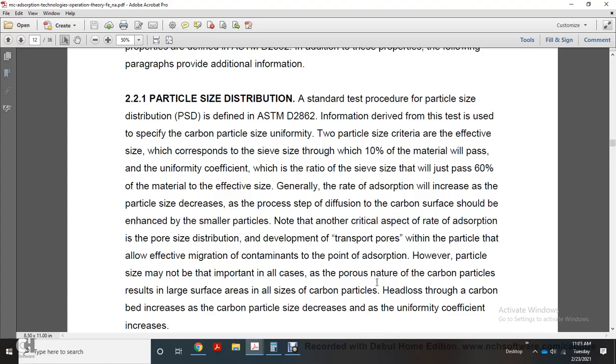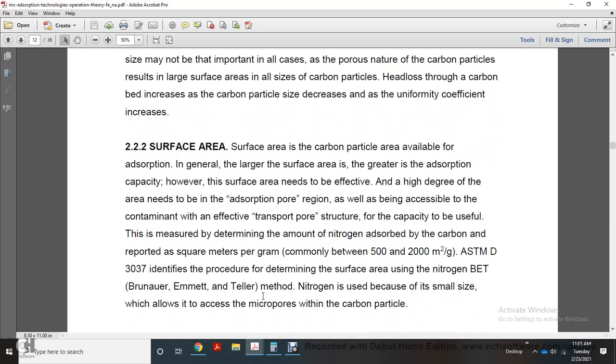The porous nature of the carbon particles results in large surface areas. Head loss through the carbon bed increases as the particle size decreases and as the uniformity coefficient increases.